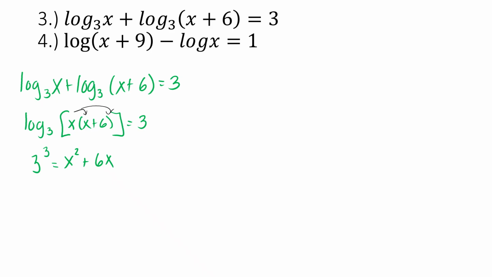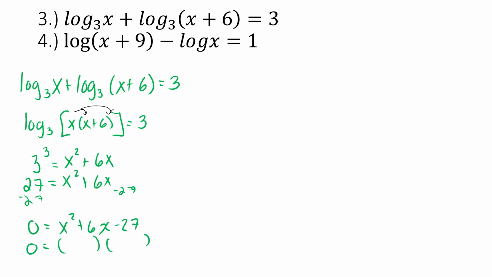3 to the third power is not 9. That is 27. It's 3 times 3 times 3. And now we'll go ahead and subtract the 27. So x squared plus 6x minus 27. I need 2 numbers that multiply to give me -27, but add up to give me +6. And so that does work. These are factorable. This will be x plus 9 and x minus 3.